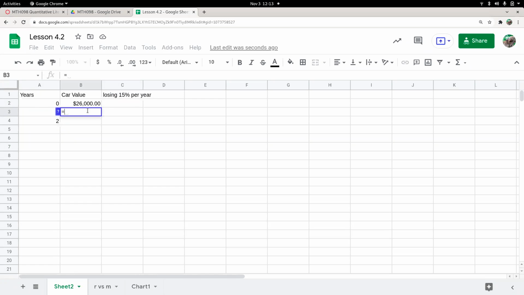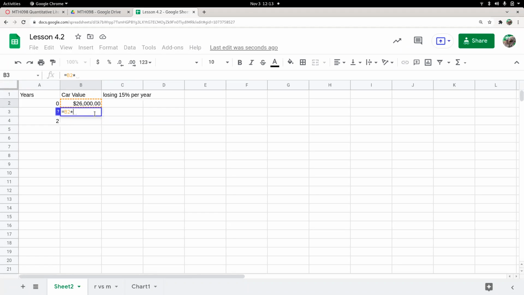So what I'm going to do is take that value up there. I'm going to start with equals, click on its value, and multiply by parentheses 1, that's 100% for the starting value, minus the decimal version of 15%, 0.15. So again, I'm saying take that 1 minus 0.15, that's my loss right there. That's that 85%. Multiply it by B2.